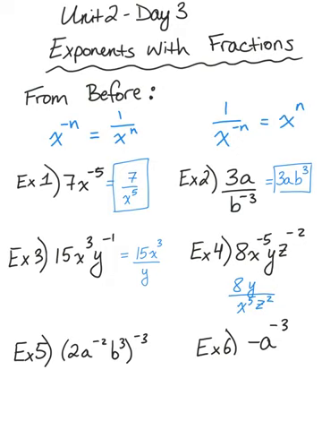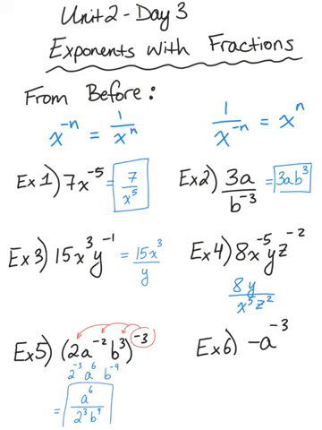Moving on to example 5, I have to do the power of a power rule first. So that means I'm going to be taking that negative 3 that's on the outside, and I have to multiply it by each of my numbers first. So this is really saying 2 to the power of negative 3, a to the power of positive 6, and b to the power of negative 9. So my final solution is 2 to the 3 on the bottom, a to the 6 on top, and b to the 9 also on the bottom. And that is my final solution.